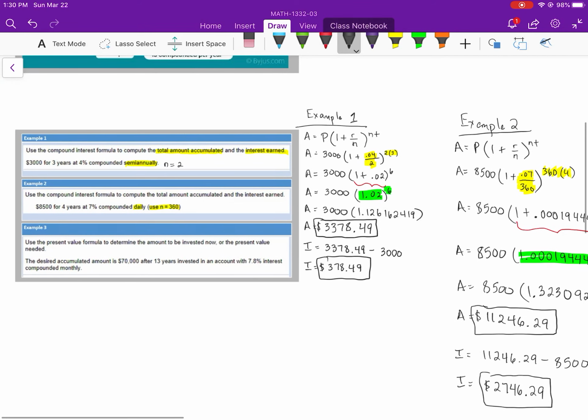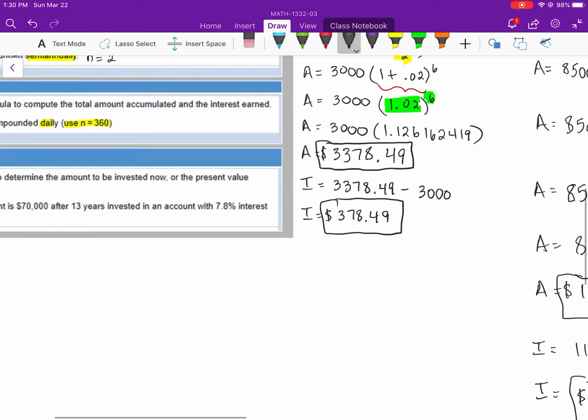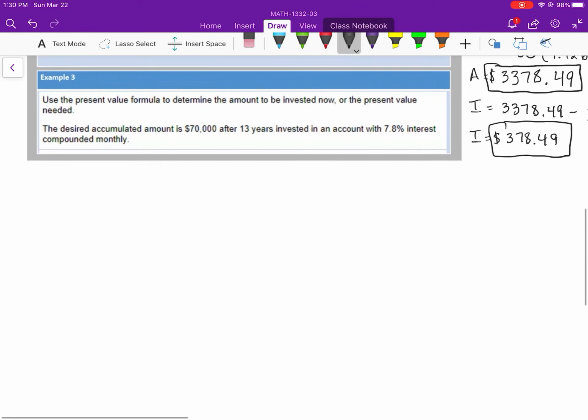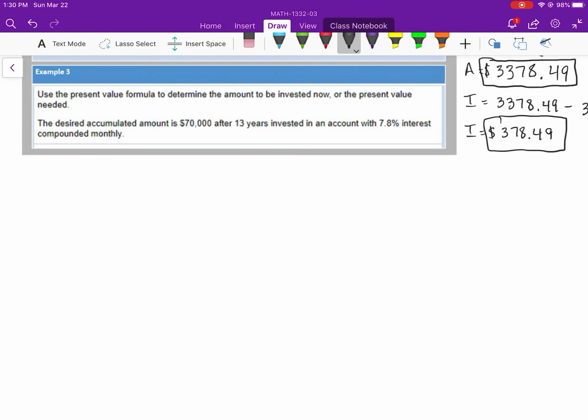All right, now we kind of switch gears here on example number 3, and I'm going to zoom back in just a little bit so we get a little bit closer to it, okay? And I'm going to work this one right below it. All right, so use the present value formula to determine the amount to be invested now, or the present value needed, okay? Now, they're already telling us what A is here, okay? The desired accumulated amount, okay? That is A in my formula. That is A, okay? Remember in example 1 and example 2, we were looking for A.